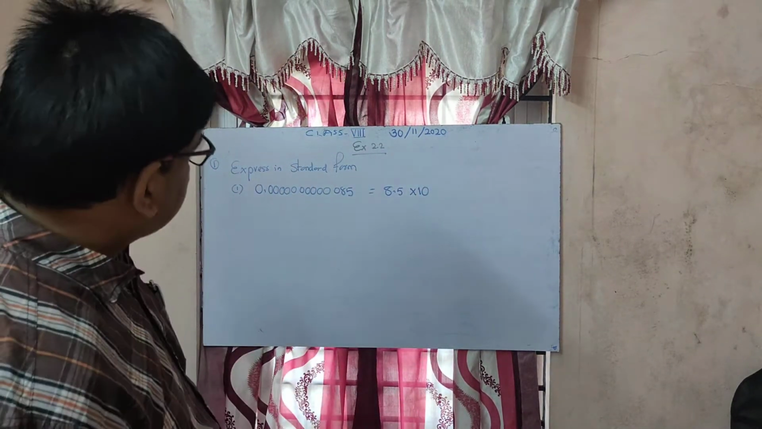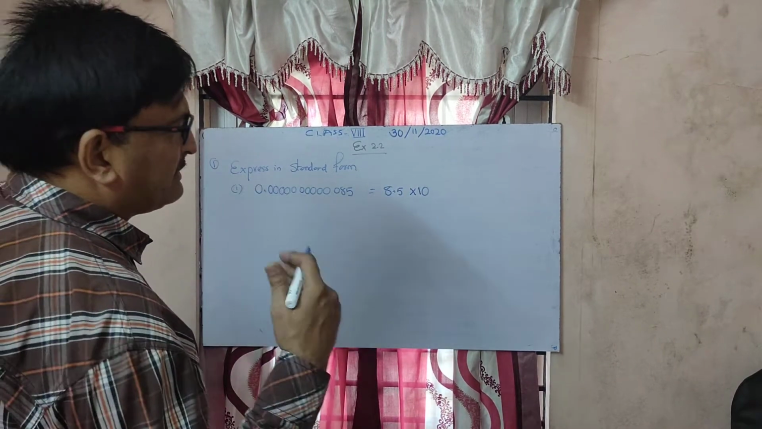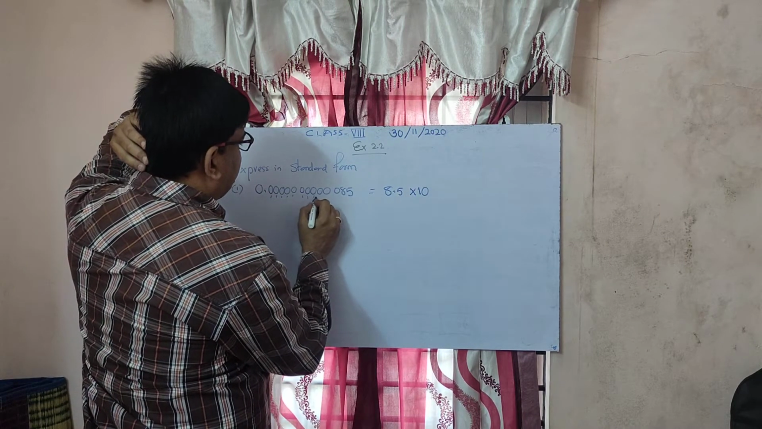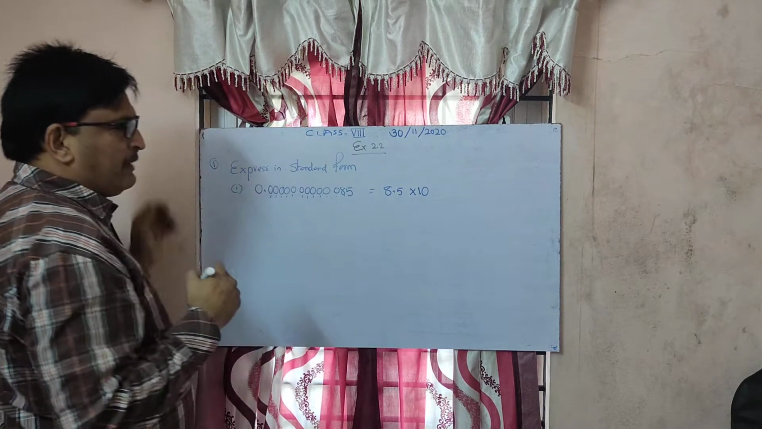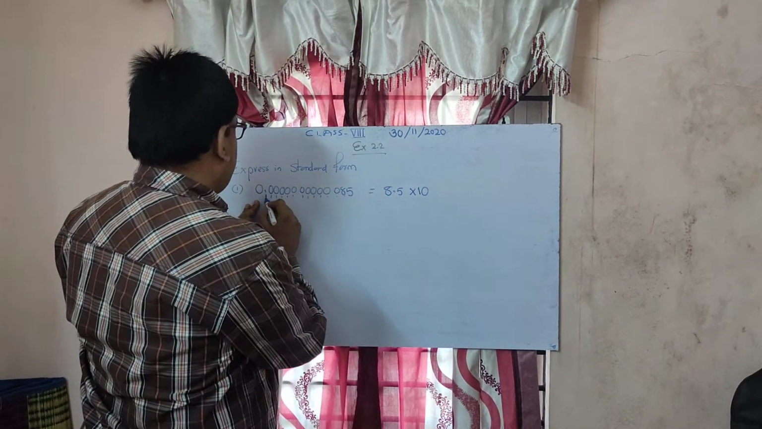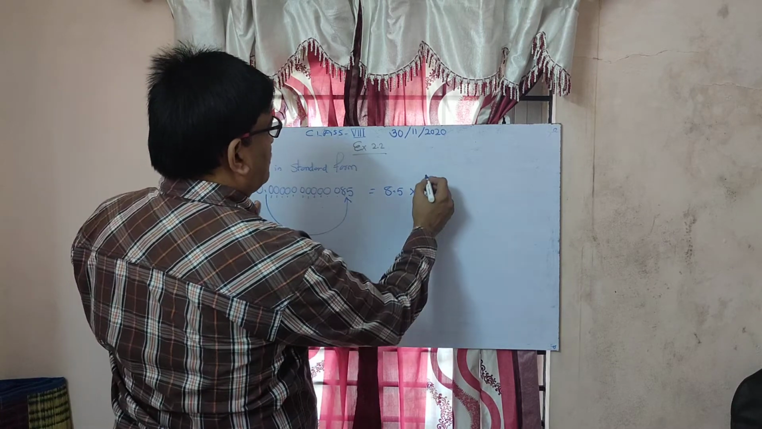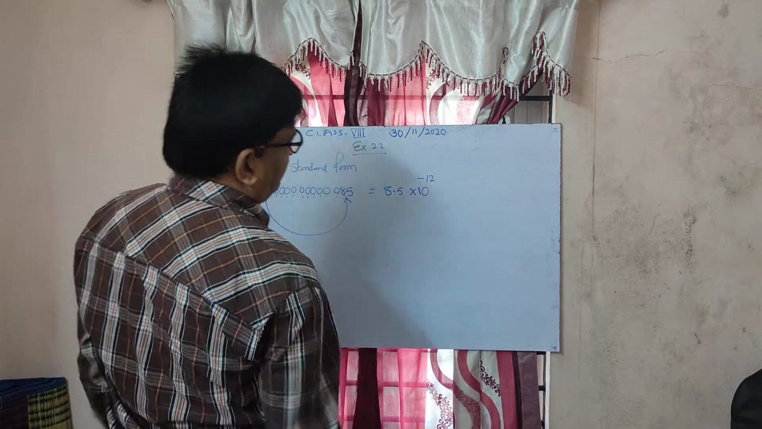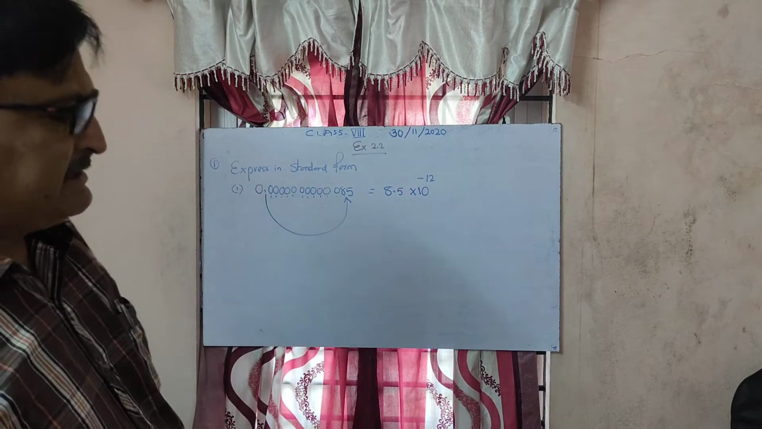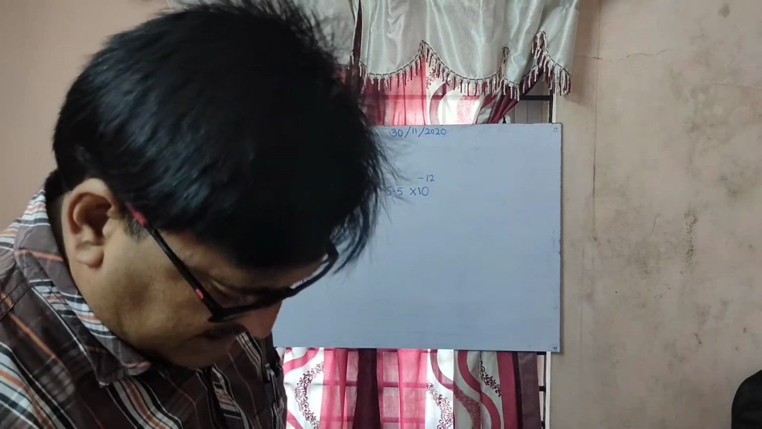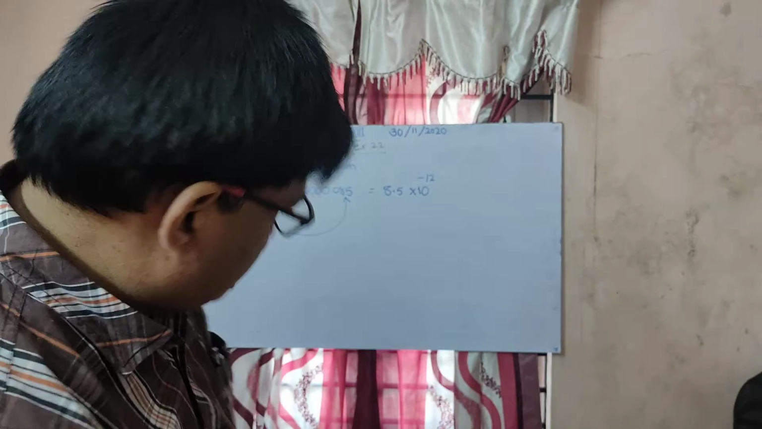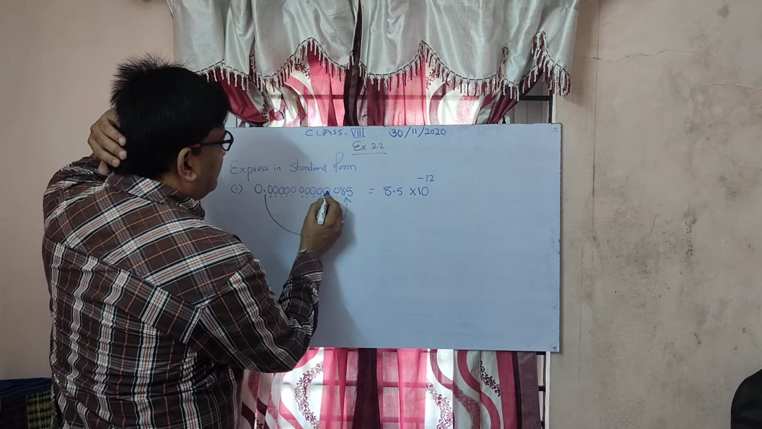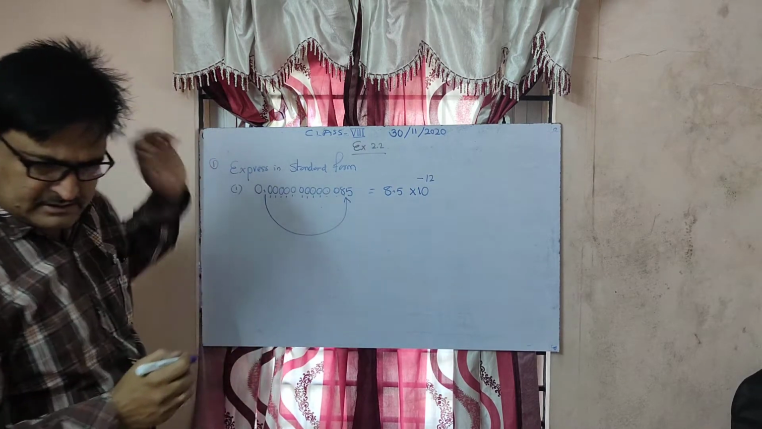Now here the point is on the left hand side. Now the point is moving to the right hand side. 1, 2, 3, 4, 5, 6, 7, 8, 9, 10, 11, 12. It moved 12 places. Left to right means negative sign. So 10 to the power minus 12 is the answer. Let's check it. 1, 2, 3, 4, 5, 6, 7, 8, 9, 10, 11, 12. Here it is.